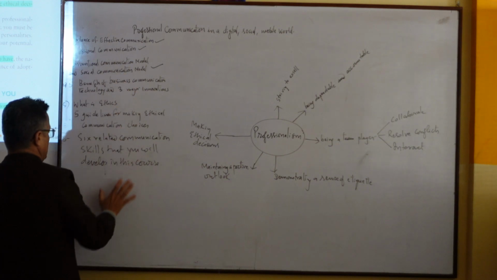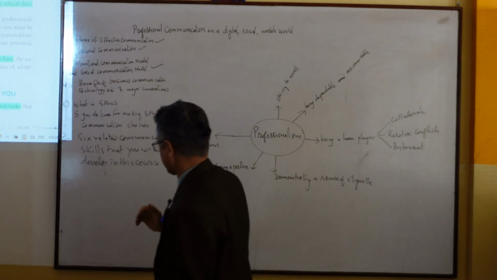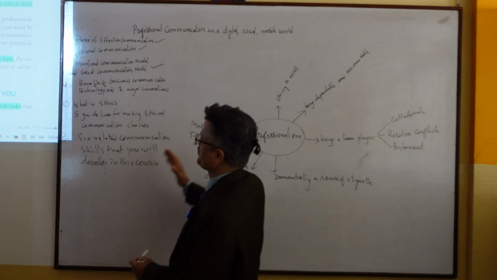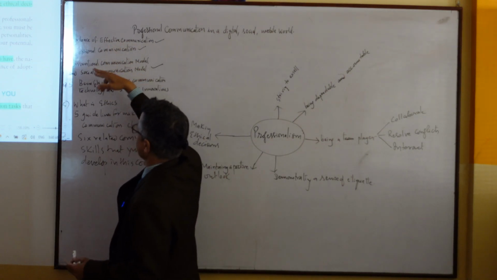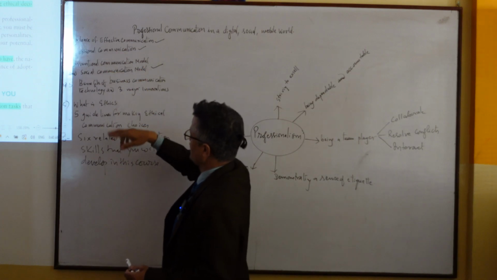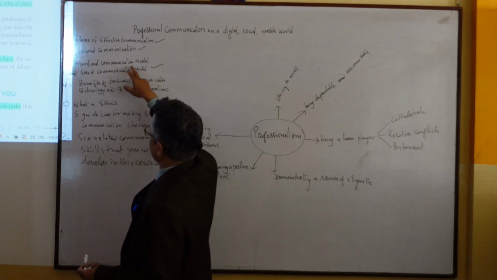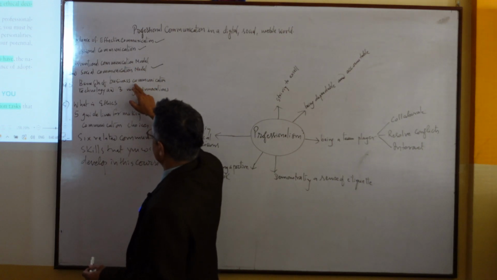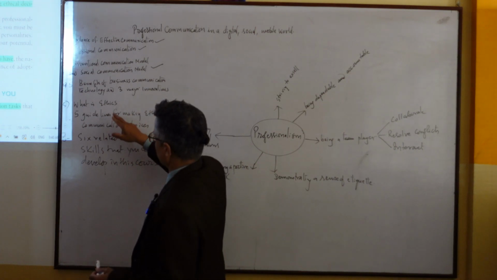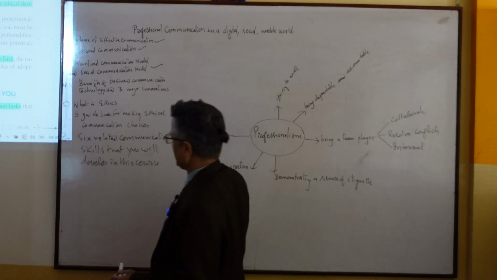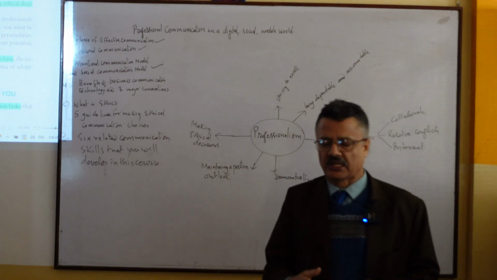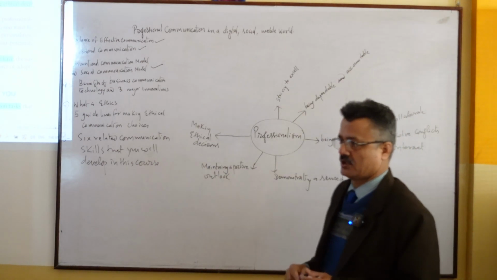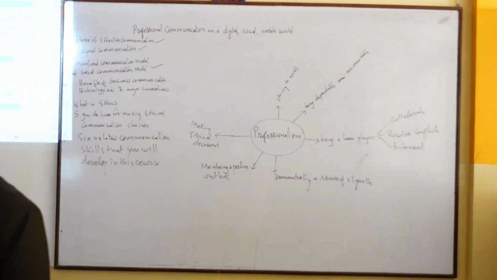There are 6 learning objectives. Every chapter has learning objectives. For example, in this chapter, you will learn about effective communication, you will learn about professional communication, you will learn about conventional communication model and social communication model, you will learn about benefits of business communication and technology, you will learn about what is ethics and ethical communication, and you will learn about 6 good skills that you will learn in this course. So let's begin by asking, what is professional communication?